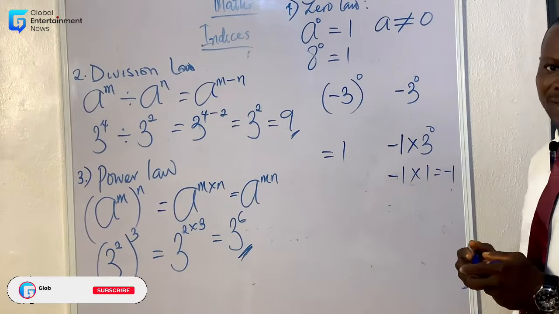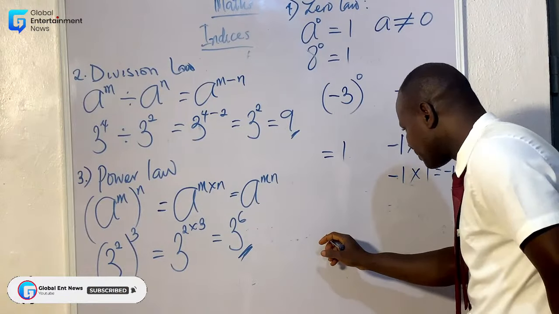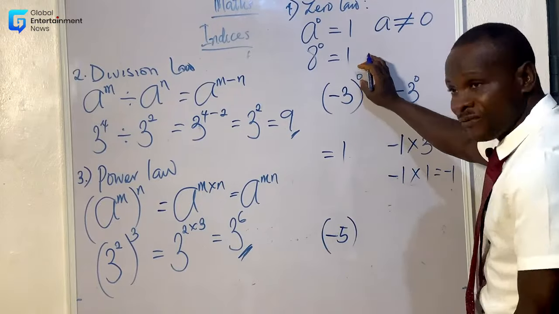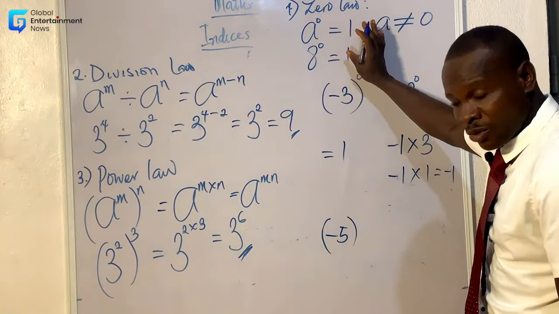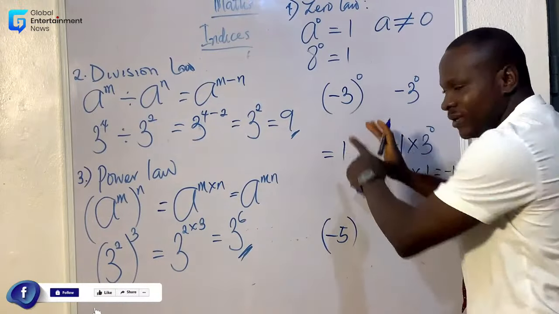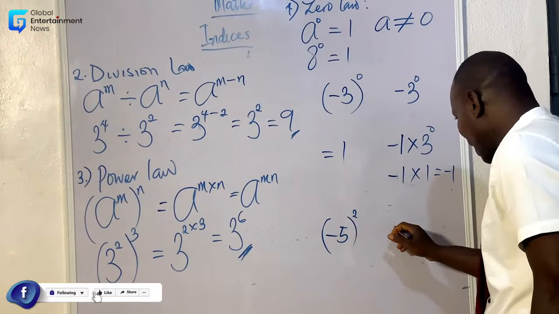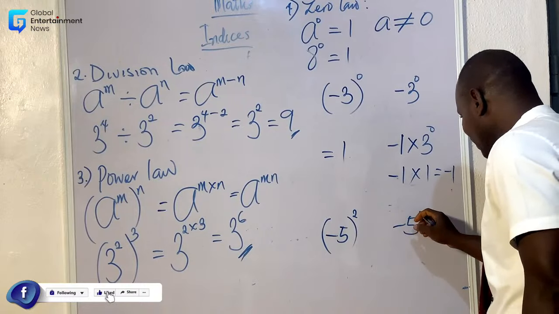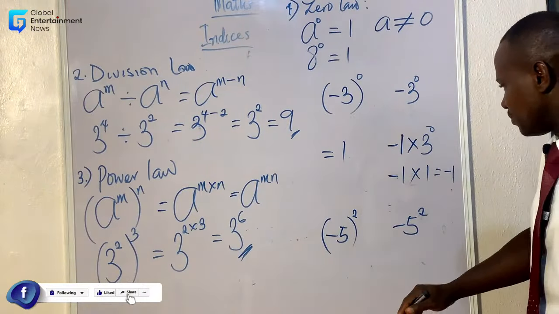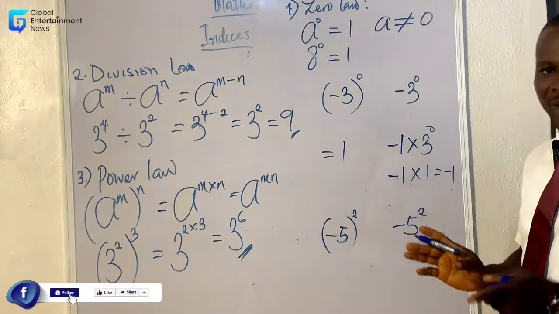Let me give you another example. We have minus 5. This one is different from zero principles or zero law. I just want to give you this so that you will know the difference between these. Minus 5 raised to power 2 and minus 5 raised to power 2. Look at the 2. This one is enclosed in brackets. This one is without bracket.